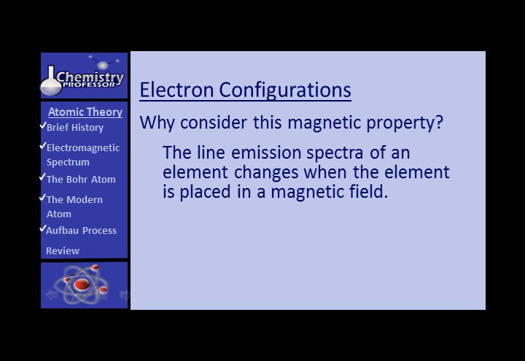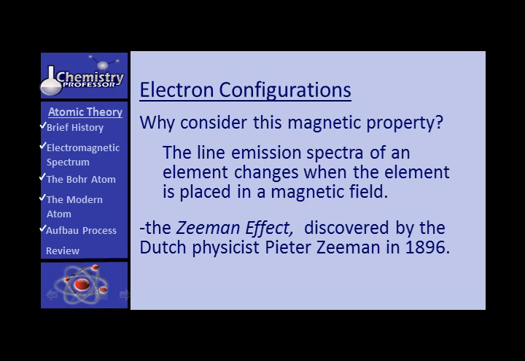Well, we have found that if we place an element in a magnetic field, its line emission spectra will change. This phenomenon is called the Zeeman effect and was discovered by the Dutch physicist Peter Zeeman in 1896.